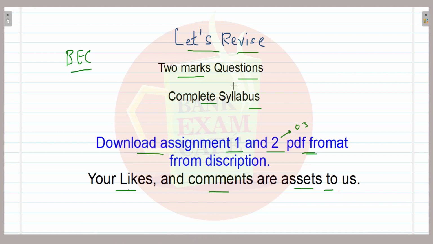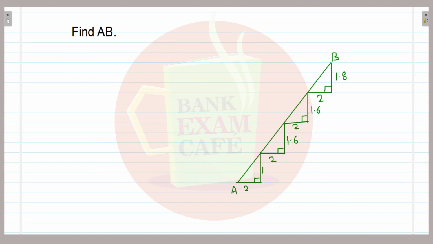Let us revise. So here is the first question. The question is to find AB. Here this is a right angle triangle, this is another right angle triangle, this is the third right angle triangle and this is the fourth right angle triangle, and you have to find the length of AB.